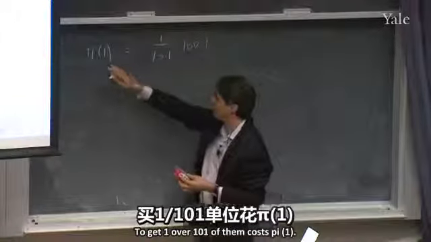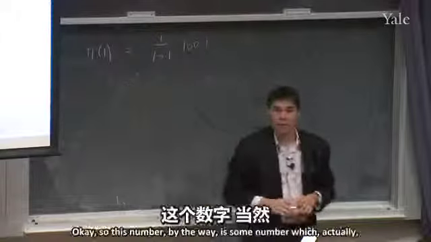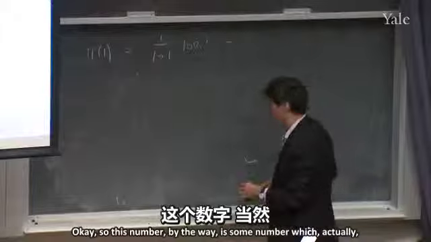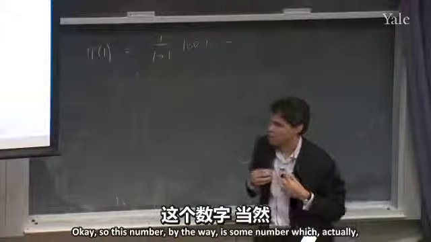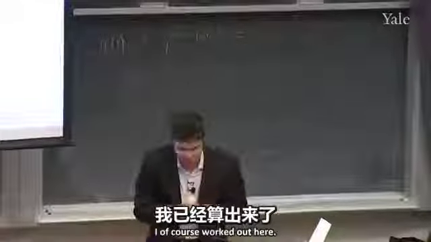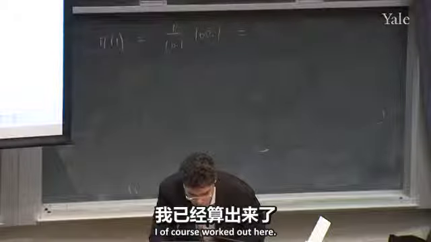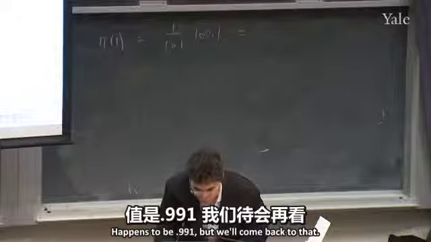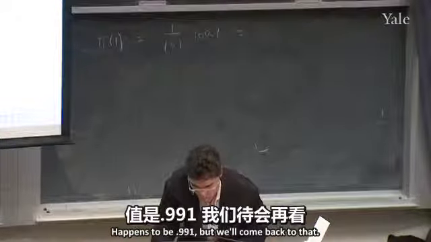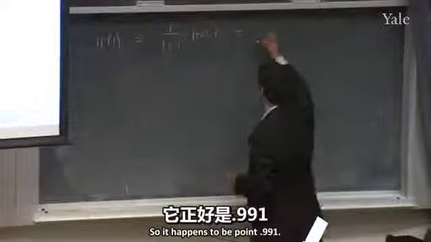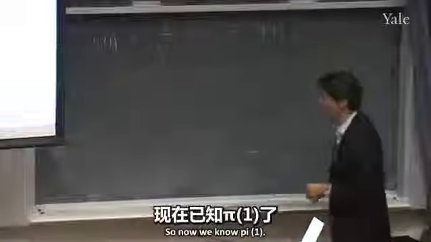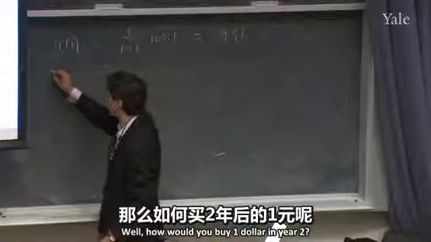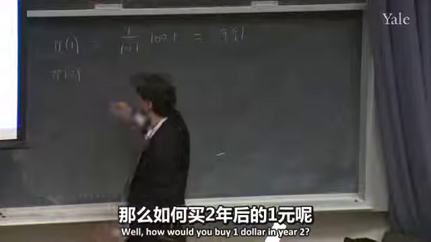costs pi 1. Okay, so this number by the way, is some number, which I, of course, worked out here. It happens to be 0.991, but we'll come back to that. So that happens to be 0.991. So now we know pi 1. Well, how would you buy $1 in year 2?